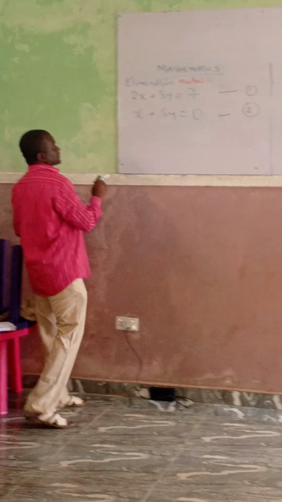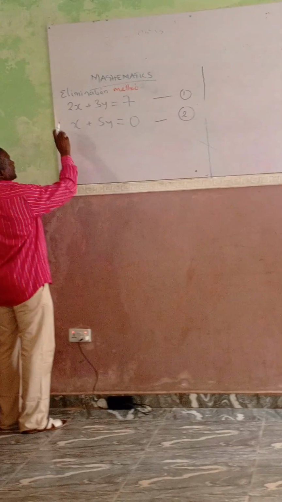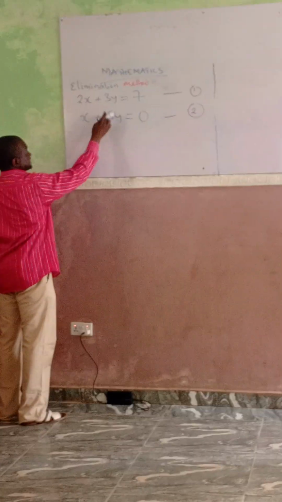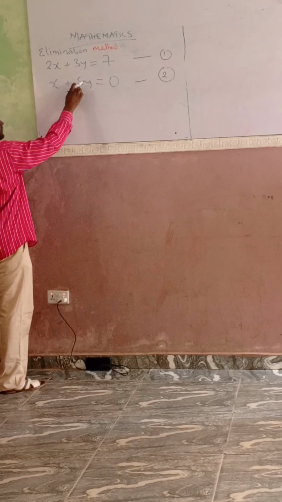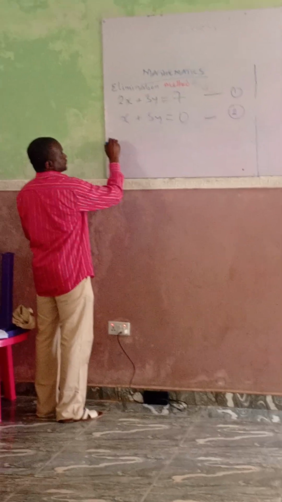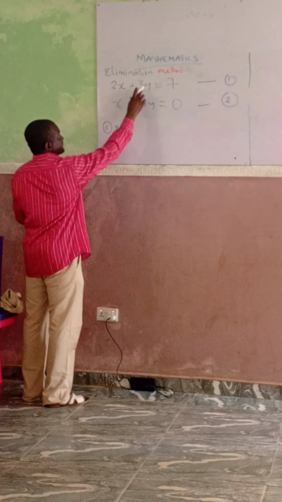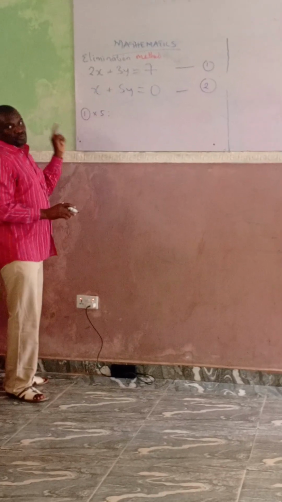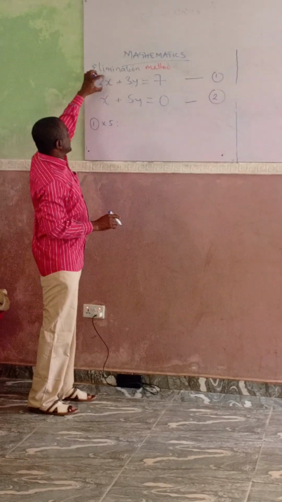Because I want to eliminate y, and the LCM is 15, if I multiply 3 by 5, I will have 15, and if I multiply 5 by 3, I will have 15. So I will write equation 1 multiplied by 5, so that I have 15 here. And this 5, we have to multiply to the whole equation.